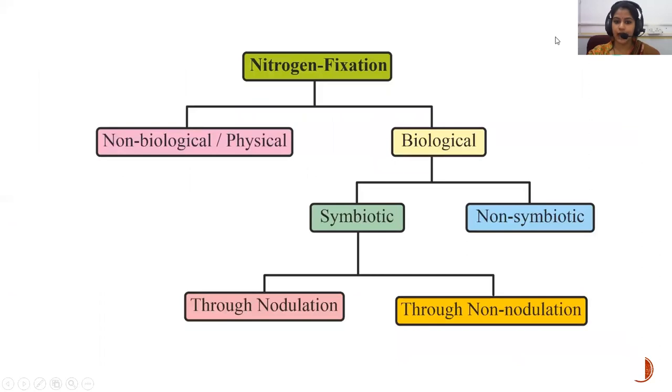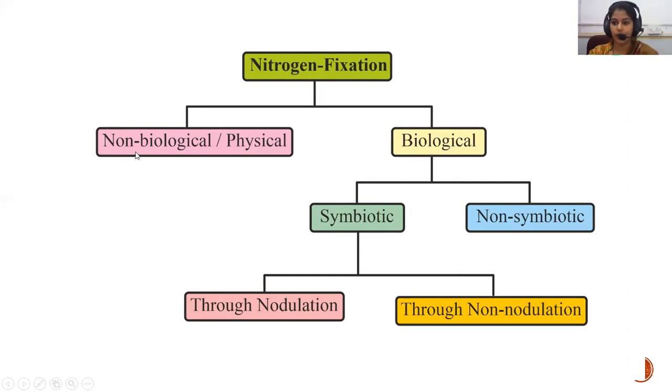The nitrogen fixation process usually happens in one of these ways. Here we have nitrogen fixation happening in biological form, and also in non-biological form. In biological form, there are living organisms involved in the nitrogen fixation, whereas in the physical or non-biological form, there are no such organisms involved. The biological process can be classified further as symbiotic biological nitrogen fixation and non-symbiotic biological nitrogen fixation. Again, the symbiotic can be classified as through nodulation and through non-nodulation.